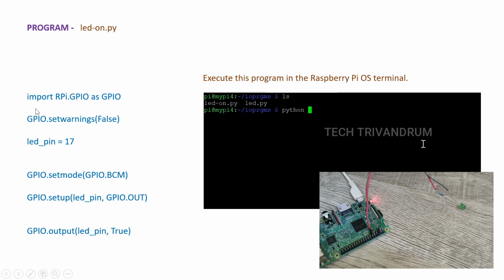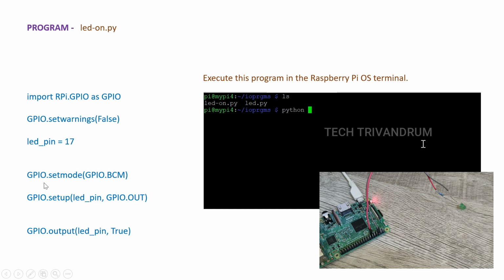This is the first line, that is the import line. This is used for importing the RPi library for using the GPIO pins. And this LED pin, we are assigning a name to the GPIO 17 because we are using the GPIO 17 for connecting to our LED in this example. So we are just giving a name. I have given the name as LED pin. You can give any name.